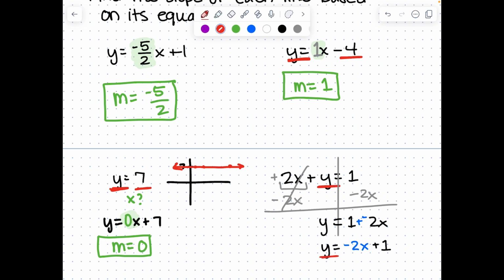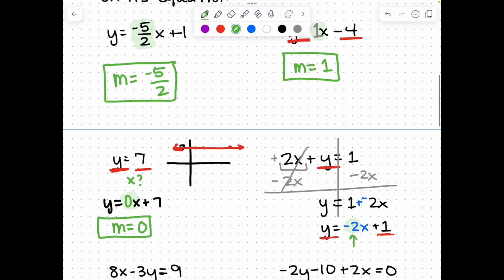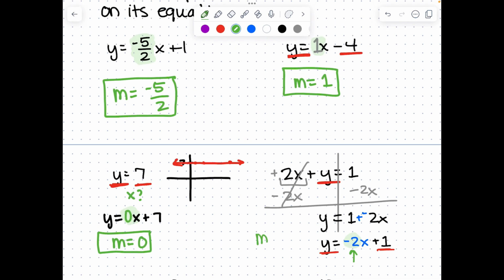I have my y equals all by itself. I have my x term with my coefficient here. I've got just a constant number at the end. But remember, the answer we're looking for is that coefficient on your x term. So our slope here is negative 2.